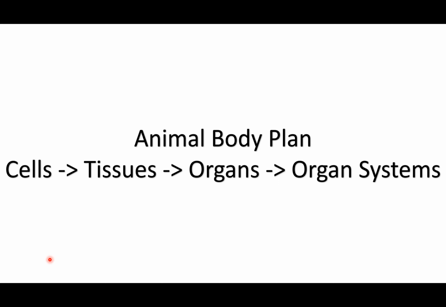One key idea that you should get straight going forward is a general animal body plan. So cells form tissues, tissues form organs, and organs form organ systems. So it's just a way of organizing an organism.